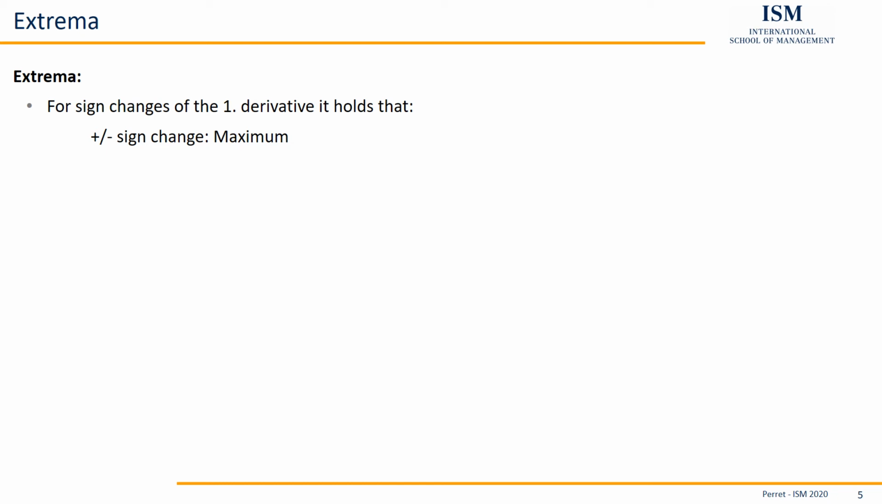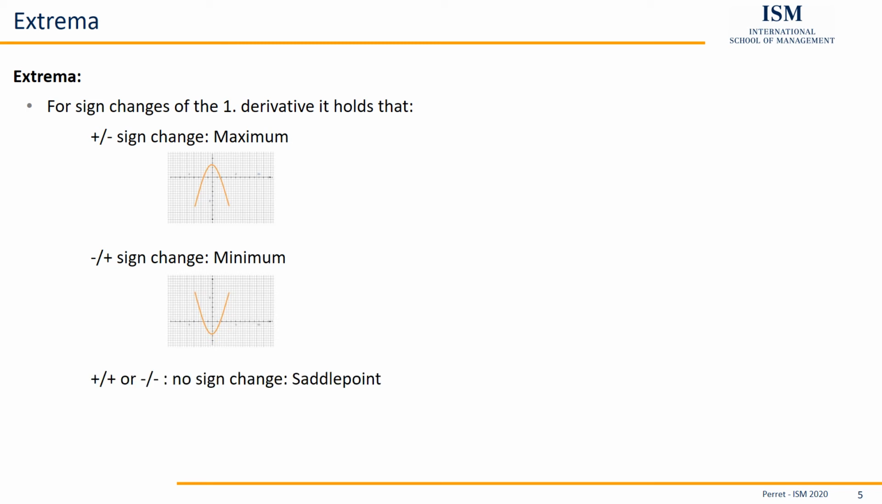We can have a plus-minus change, so increasing then decreasing, that's a maximum. Looks like this. Or we can have a minus-plus sign change. That's actually what we discussed in the exercise before. That would be a minimum. Or if we do not have any sign change, so plus plus or minus minus, then this is a saddle point.